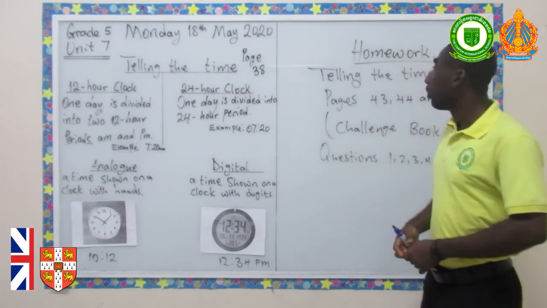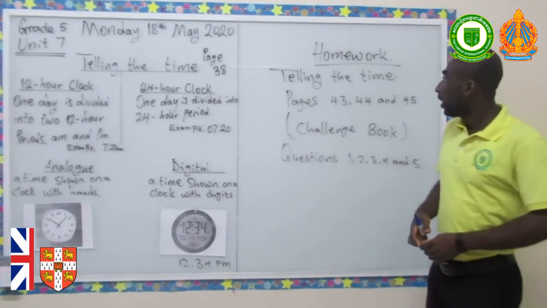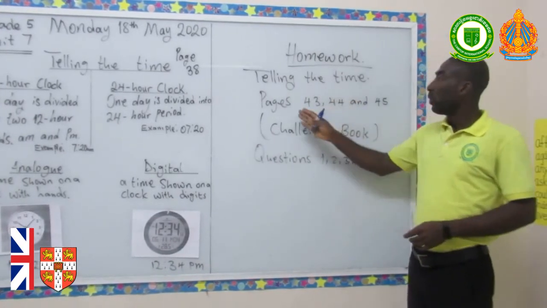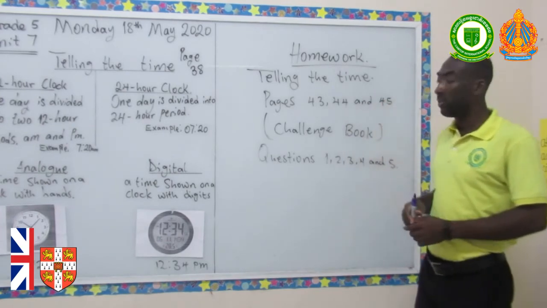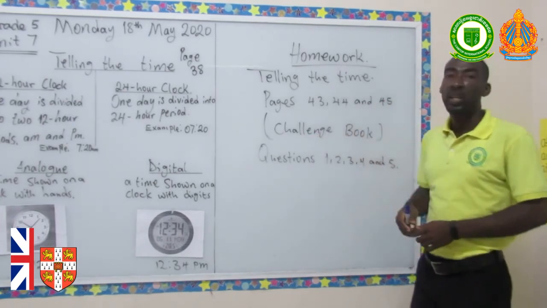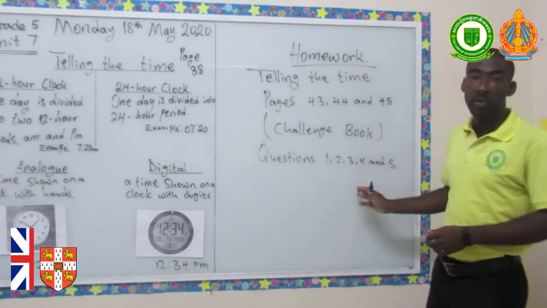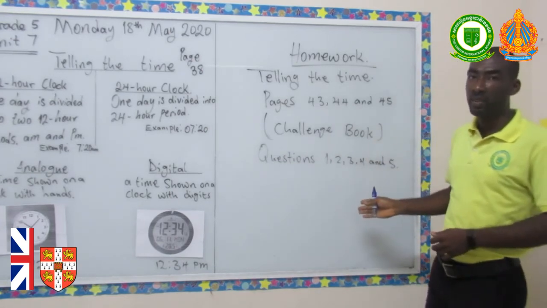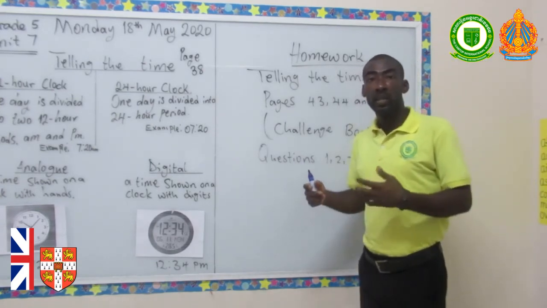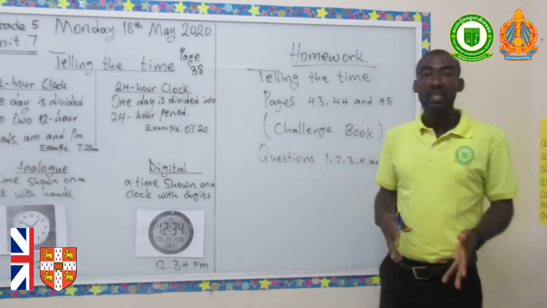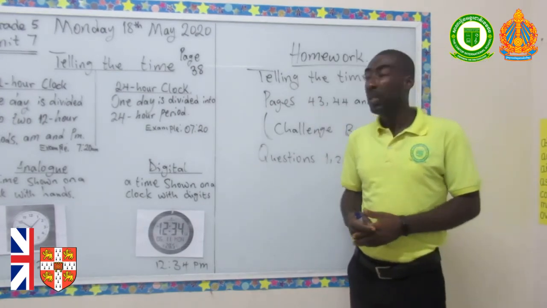Okay, we will conclude today's lesson by having our homework on telling time. We will pick our homework from pages 43, 44 and 45 in the Challenge Book of your textbook. We will do questions 1, 2, 3, 4 and 5. Okay, I hope to get your completed homework before our next class so that we can continue with telling time.